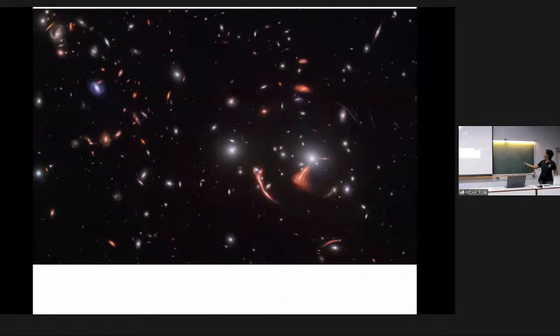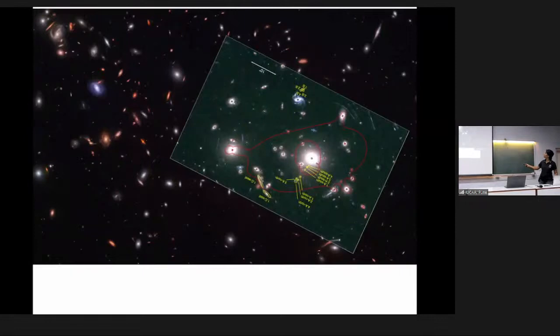There are some other galaxies which don't even show up in the optical images, but you can clearly see them again here and here. You can very clearly see them in this infrared image taken with JWST.